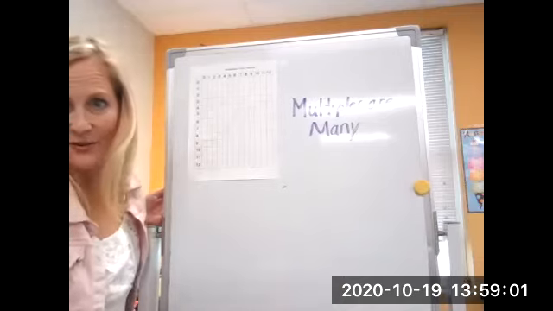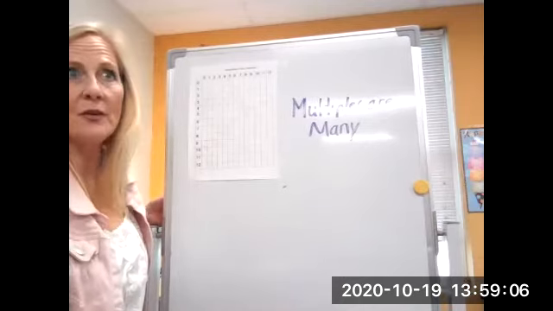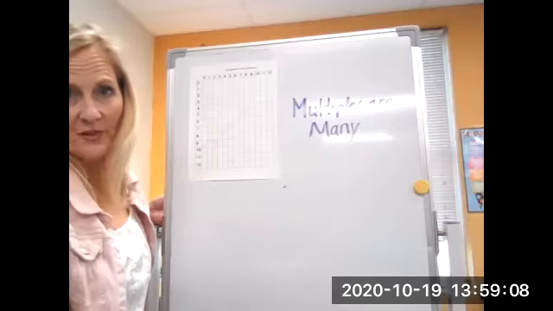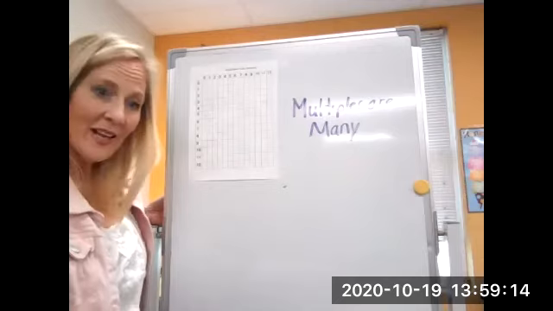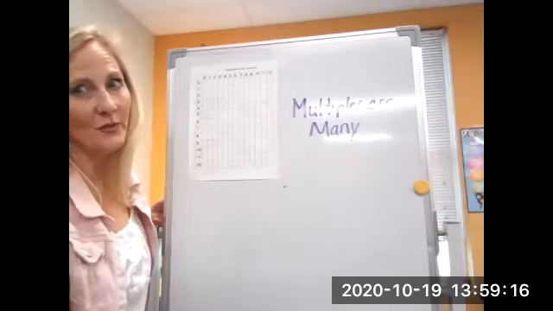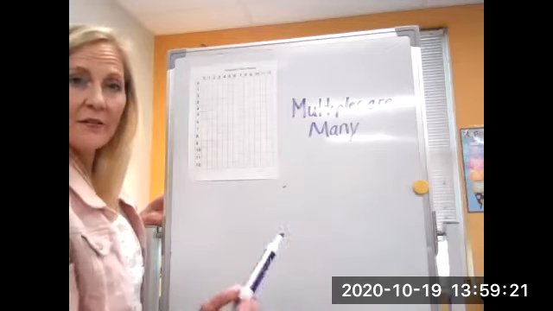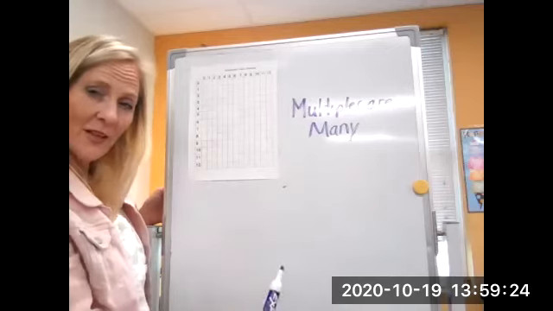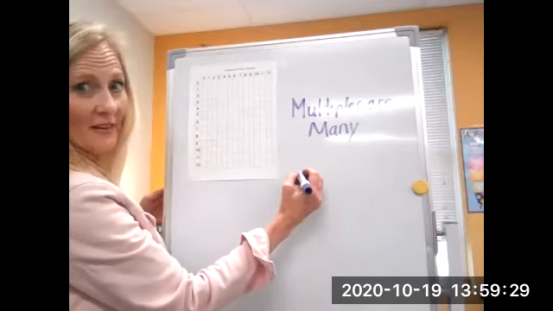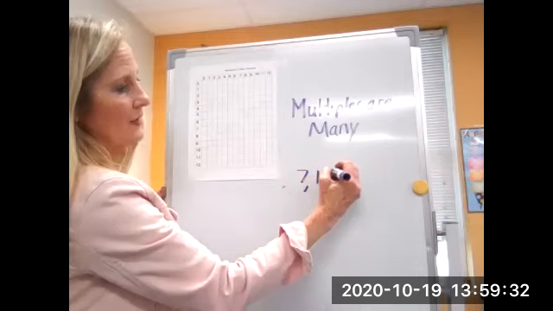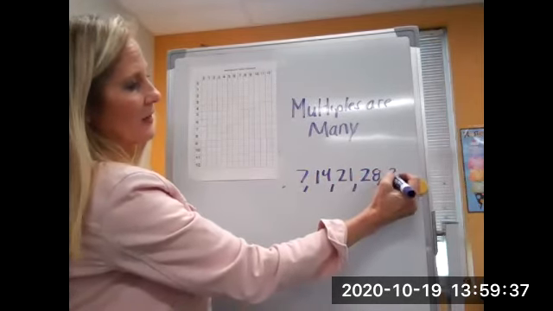So since I can't ask you to write all of the multiples of a number, what I'll probably do is ask you to write the first 5 multiples of a number, or the first 3, or the first 10, or the first 12. But I will never ask you to write all the multiples of any number. Let's try that. Let's try to write the first 5 multiples of 7. Did you get 7, 14, 21, 28, and 35?